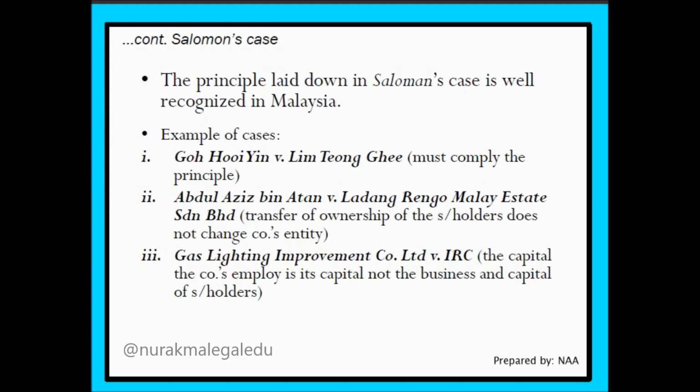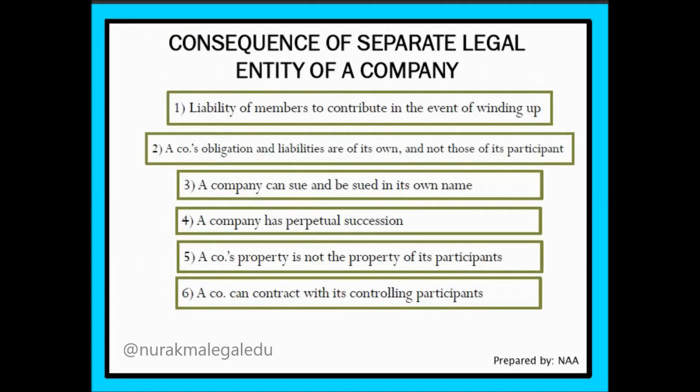There are a few examples of cases. You can read there. Take one example, which is Abdul Aziz bin Adnan against Menteri Besar Negeri Sembilan. This is about the transfer of ownership of the shareholders not changing the company's entity. So basically, even if the shareholders change, the company is still in existence as usual, not being affected by the transfer of ownership between the shareholders. This is the consequence of the separate legal entity of a company.